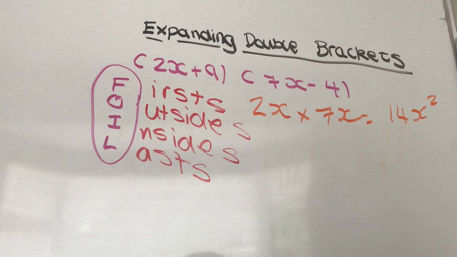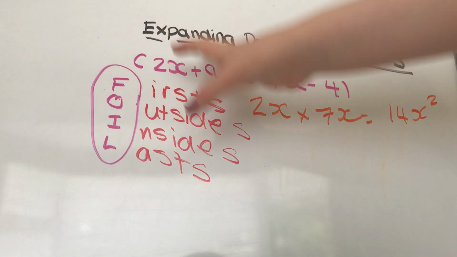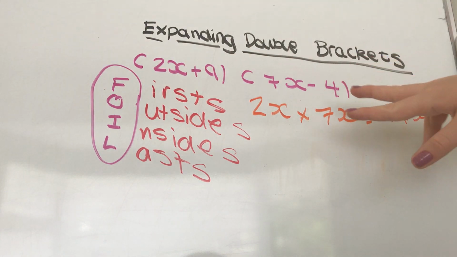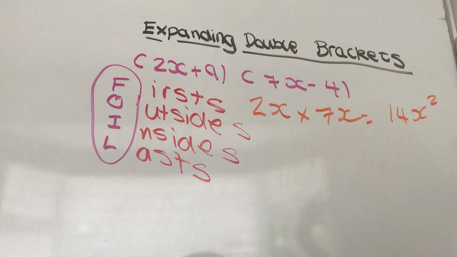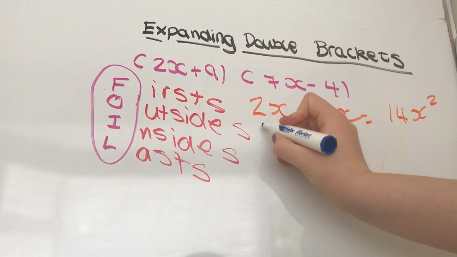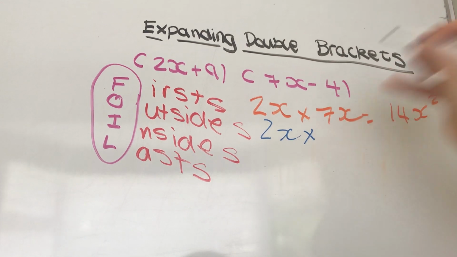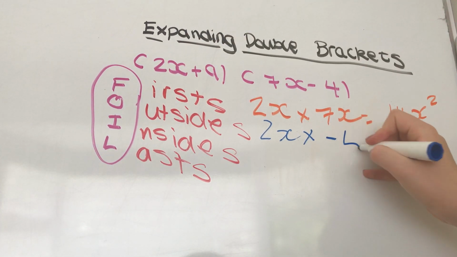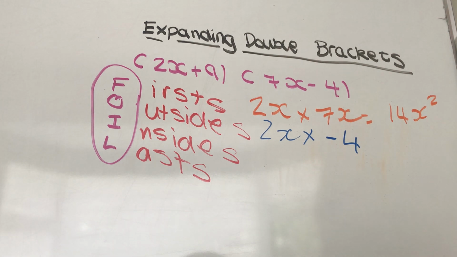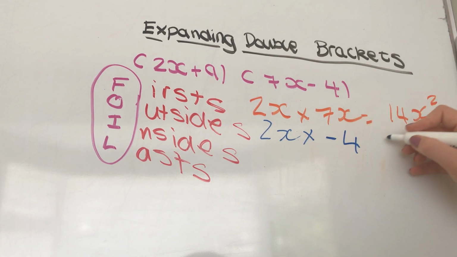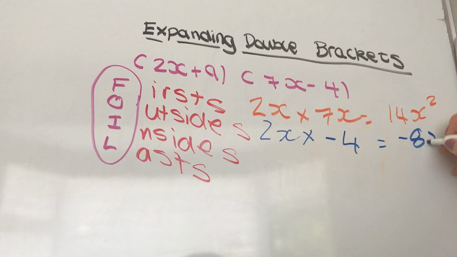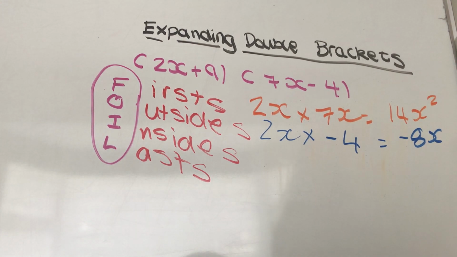Next, we're going to do the outsides. When we're saying the outsides, we're talking about the two terms which are on the outside of this entire equation. So 2x is on the very outside, there's nothing after it apart from that bracket, and negative 4 is on the outside, there's nothing after it apart from that bracket. So the outsides are 2x and negative 4. So I'm going to be doing 2x multiplied, that's how we get rid of the brackets, by negative 4. So 2 times negative 4 is negative 8, and x times no other x is just going to be x. It's going to be negative 8x.